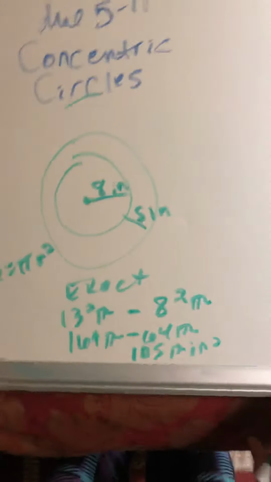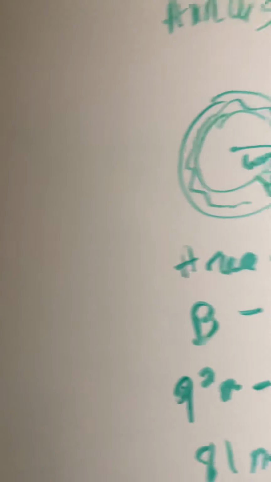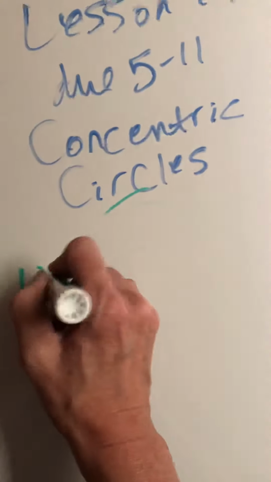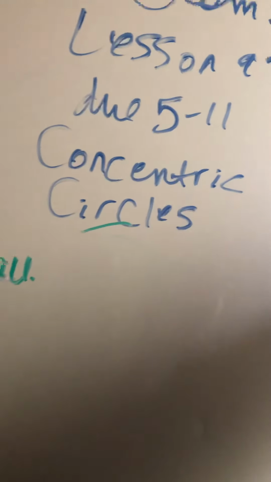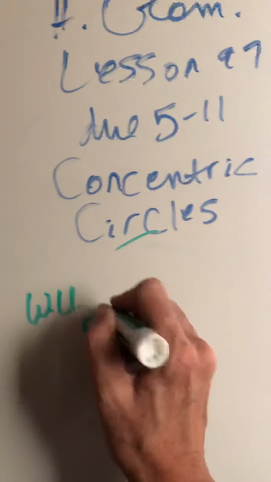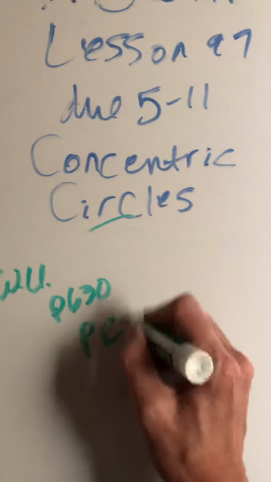And that is lesson 97. Not much to it, but you do need to know how to find the area of the annulus and what the annulus is. So now let me make the assignment. Let's see. You're going to do the warm-up. Yeah, it is on page 630. Not anything crazy on the warm-up. You're going to do practice.